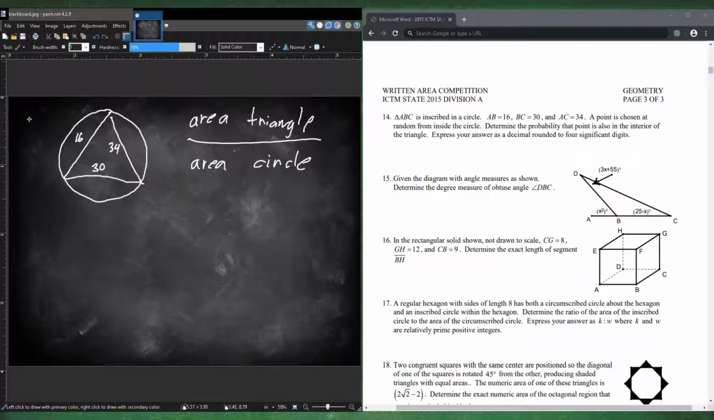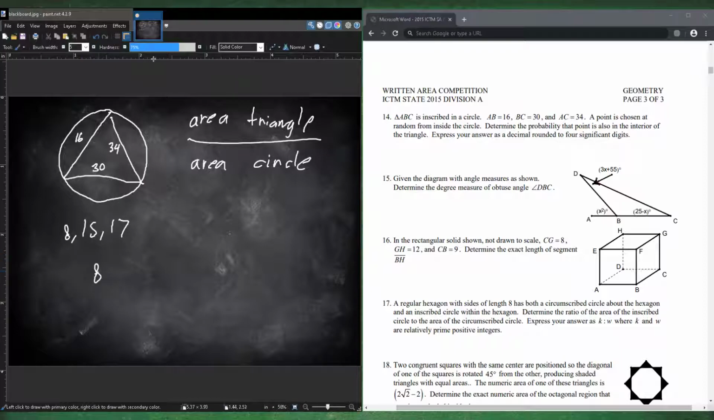So for the area of the triangle, since I see that 16, 34, and 30 are all even, we can just divide by 2. So that would be 8, 15, and 17. 8, 15, and 17 is a Pythagorean triple.